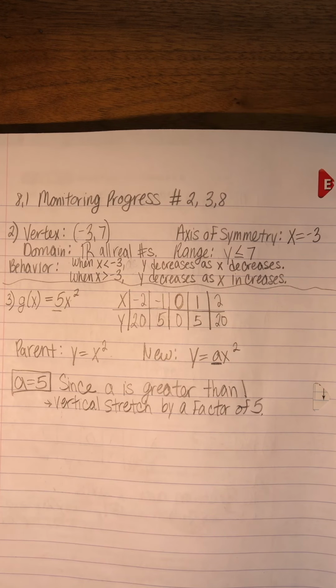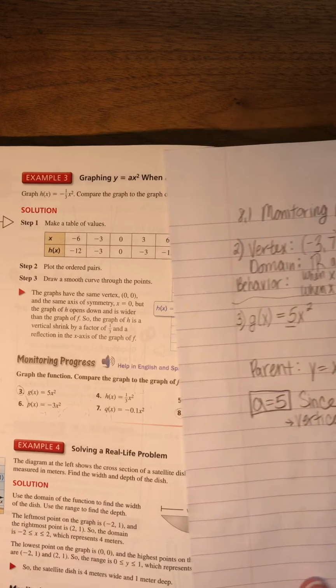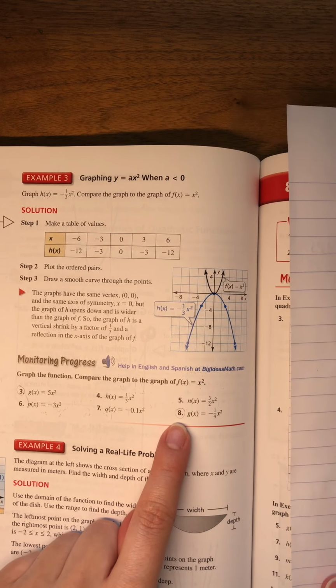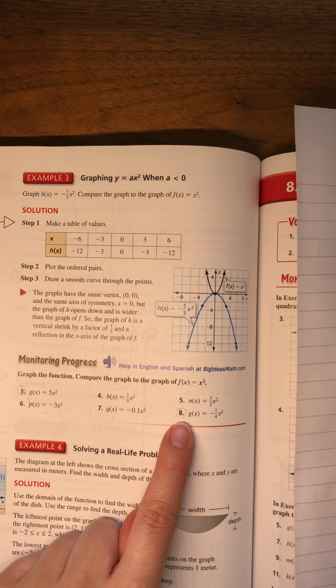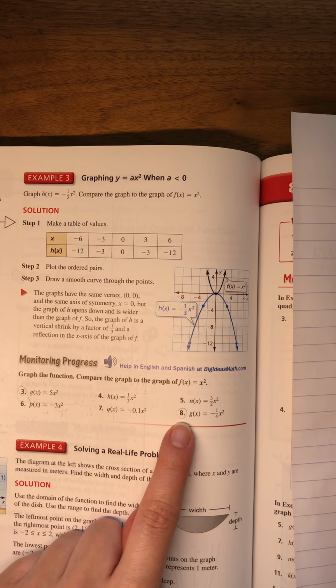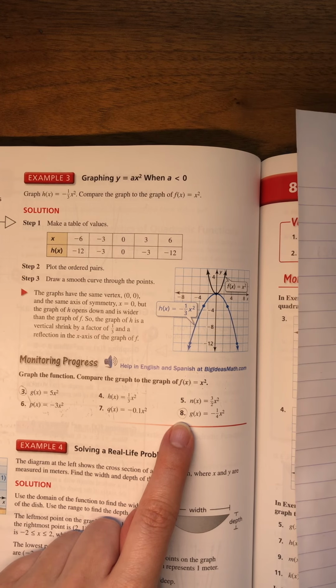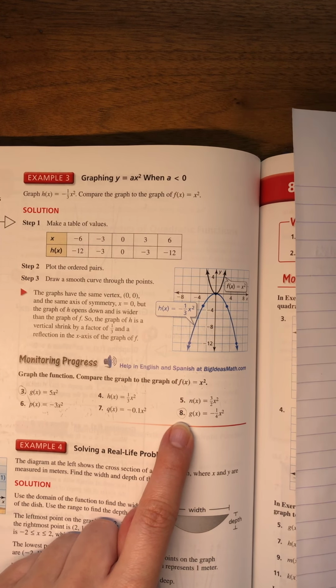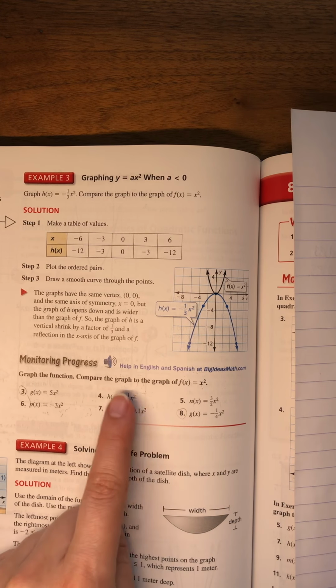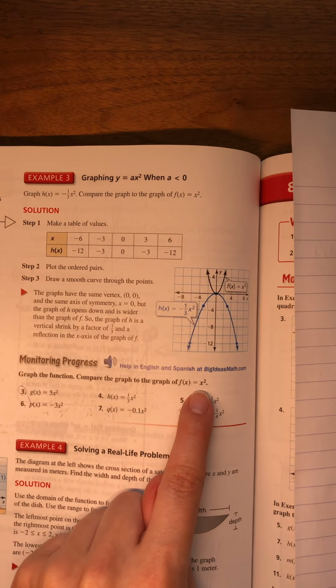Let's do one more example like this so that we can get the hang of it. We're going to take a look at monitoring progress number 8. So I'm going to take a second. Let me write down this function here. We have g of x equals negative 1/4 x squared. Okay, we're going to graph this function, and then we're going to compare it to the graph of our parent function f of x equals x squared.